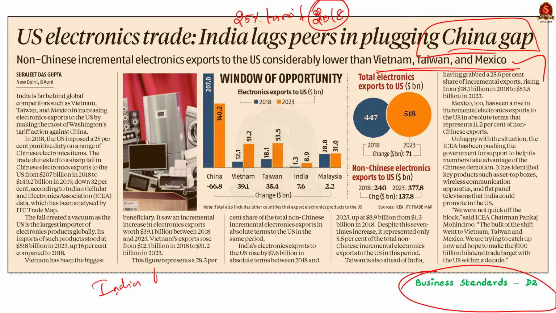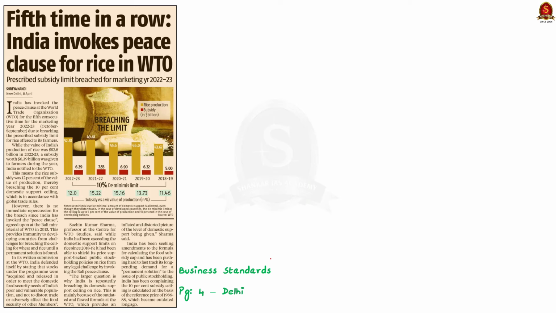The Indian Cellular and Electronics Association (ICEA) believes India was slow to act but is now trying to catch up and increase its share of electronics exports to the US. That's all about this article. With this, let us move on to the next news article.